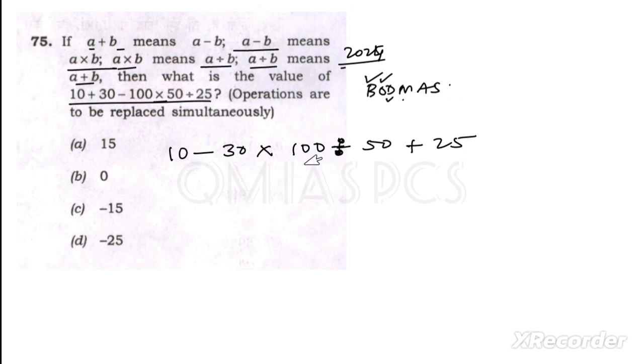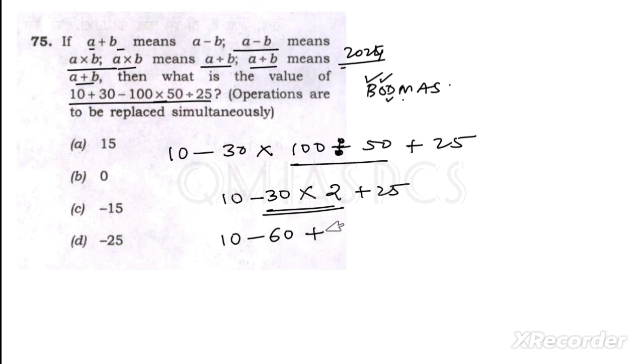So division is this one: 100 divided by 50, so here we will write 2. Just write the 2, and whatever sign or number is there, you can write that. Here is 25. Now you can multiply this one. So it will be 10, minus 30 multiplied by 2, here is minus 60, plus 25. Now you can add or subtract.